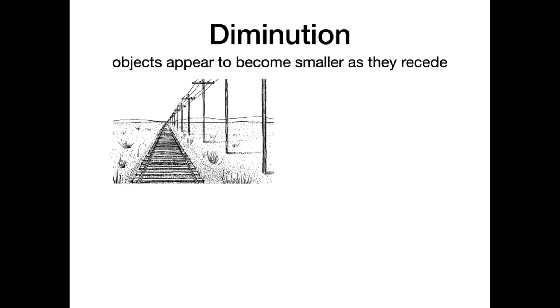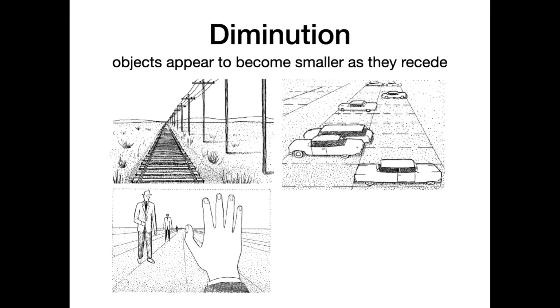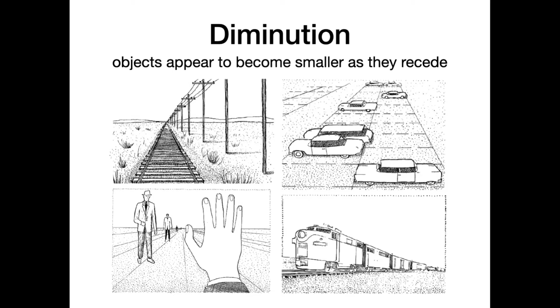Diminution. Objects appear to become smaller as they recede. One of the key aspects of perspective is that the farther things are away from us, the smaller they appear. That is called diminution. The train tracks appear smaller the further they get away from us. Your hand is huge because it's close to your face. It may even look the same size as a person standing several feet away from you. And the people in the distance look even smaller and smaller as they get farther away. The cars look smaller and smaller as they recede. And the train cars look smaller and smaller as they recede.